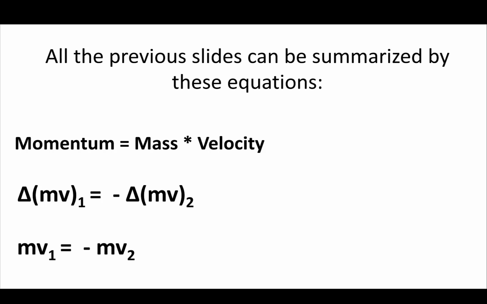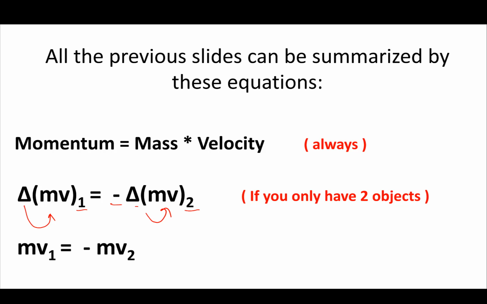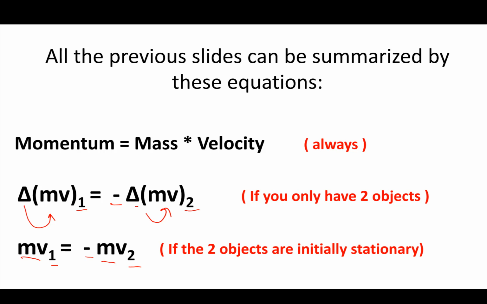Now, all the previous slides can be summarized with these equations. Momentum is equal to mass times velocity, always. The change of momentum of one object is going to be equal to the negative change of momentum of another object that forces it, pushes it. And this is going to be true if you only have two objects. Finally, this last one, where the momentum of one object is equal to the negative momentum of another object, is going to be true if you have two objects and they are initially stationary, so they're initially not moving. This is the simplest version, and we're going to be using it mostly.